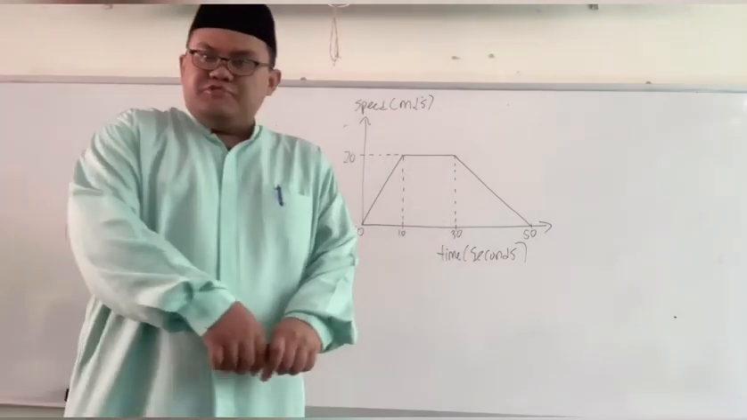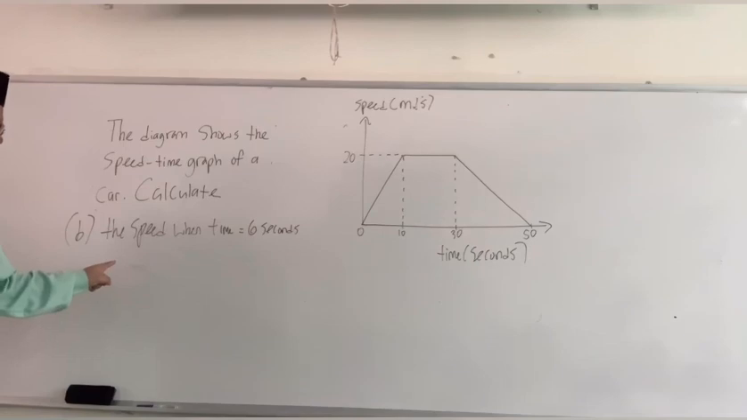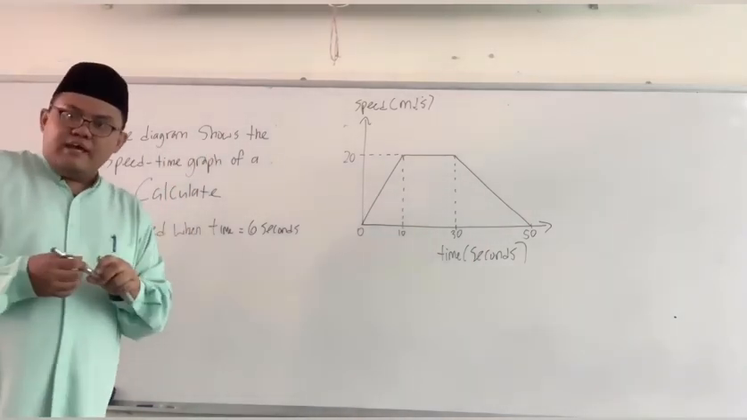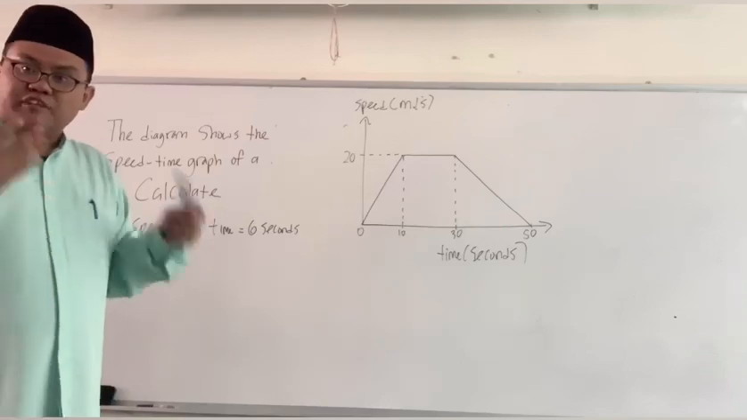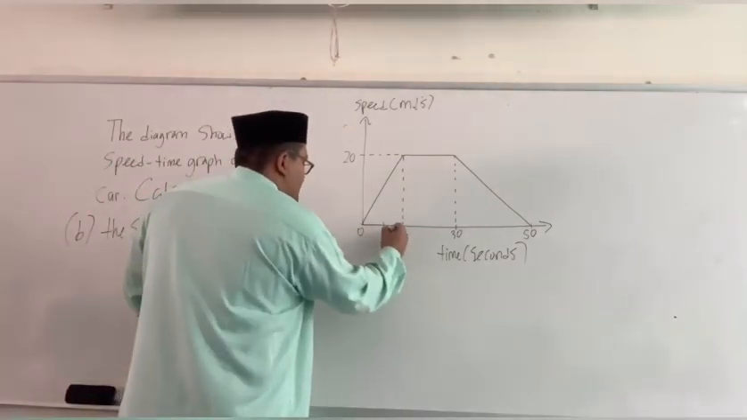For the next question, we are going to calculate the speed of the object when time is 6 seconds. So where is time equals to 6 seconds on the graph? It is somewhere here.